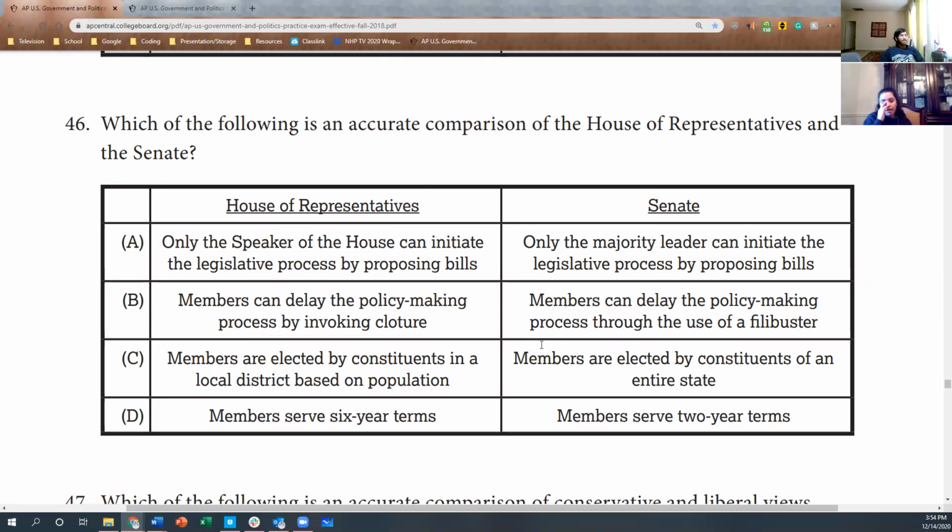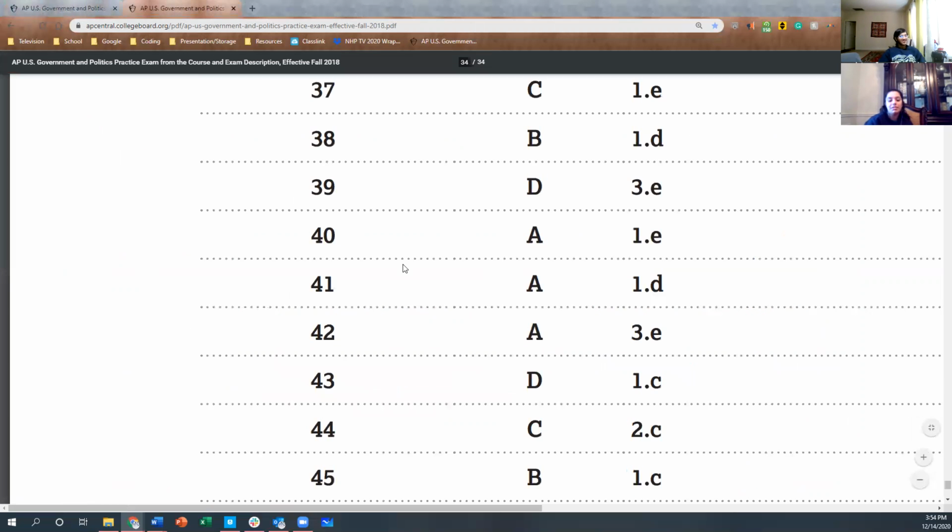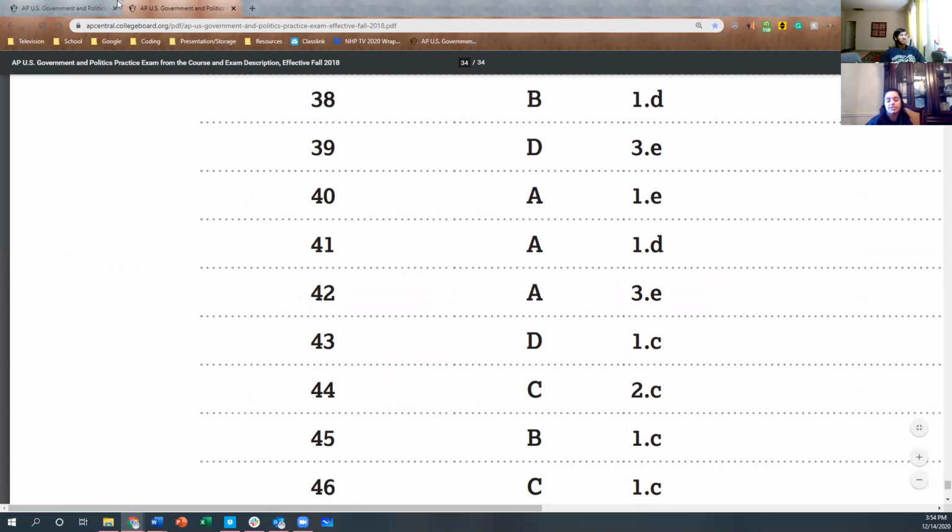So everyone in the House can propose bills, right? All the committees. I don't think randomly someone would just, not everyone, like all the committees. Okay, yeah, that means it would be C. I think. Yes, C.